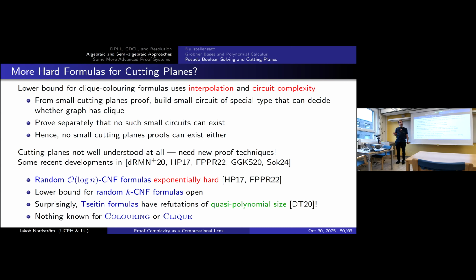Interestingly, for a long time, Tseitin formulas, these graph handshake lemma formulas, were believed to be exponentially hard because somehow cutting planes can't really do parity. Except that apparently it can, because Tseitin formulas do not have polynomial size refutations, but quasi-polynomial size refutations, something like scaling like n to the log n. So almost polynomial. And we don't have any lower bounds for coloring or clique.